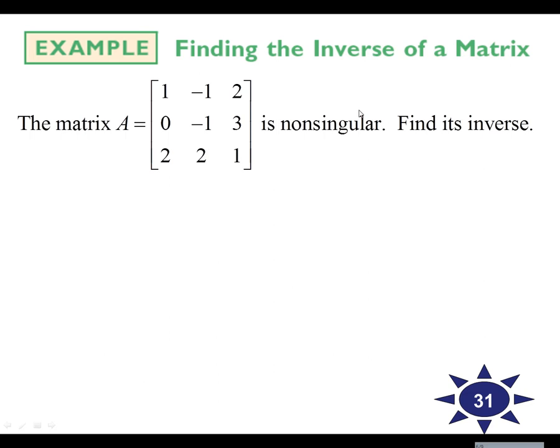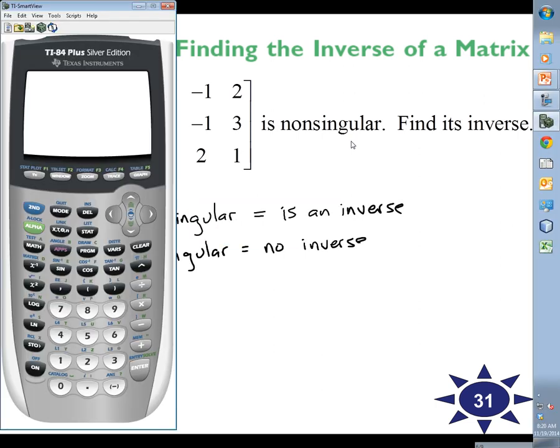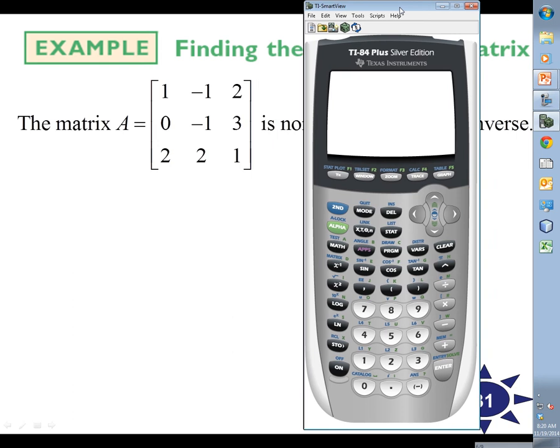First things first. Non-singular means that it has an inverse. Singular, that'd be the reverse, no inverse. So if it's non-singular, it means we have an inverse, and so we can go ahead and find it. Let's do that. Let's grab our graphing calculator and move it over so we can see our original matrix.